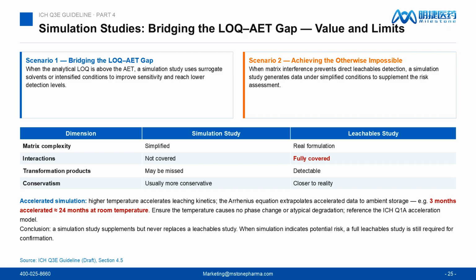Our last study type, the simulation study, the problem solver for 2 specific headaches. Headache 1, the LOQ-AET gap. Your analytical method's quantitation limit is above the AET. You literally cannot measure low enough to prove compliance. This happens with very low-dose products or stringent thresholds. The simulation study solves it by switching to a surrogate solvent or intensified conditions that concentrate the migrants, effectively boosting sensitivity to reach the levels you need.